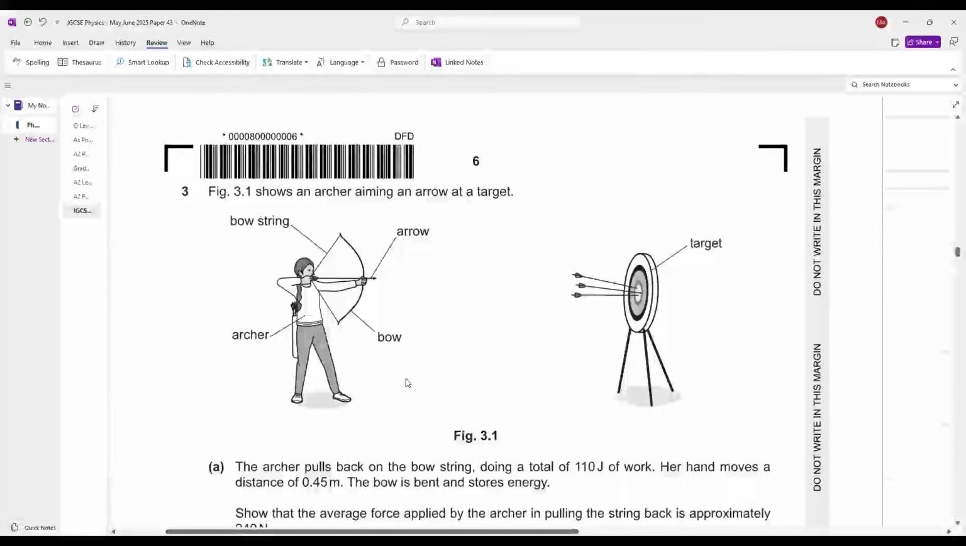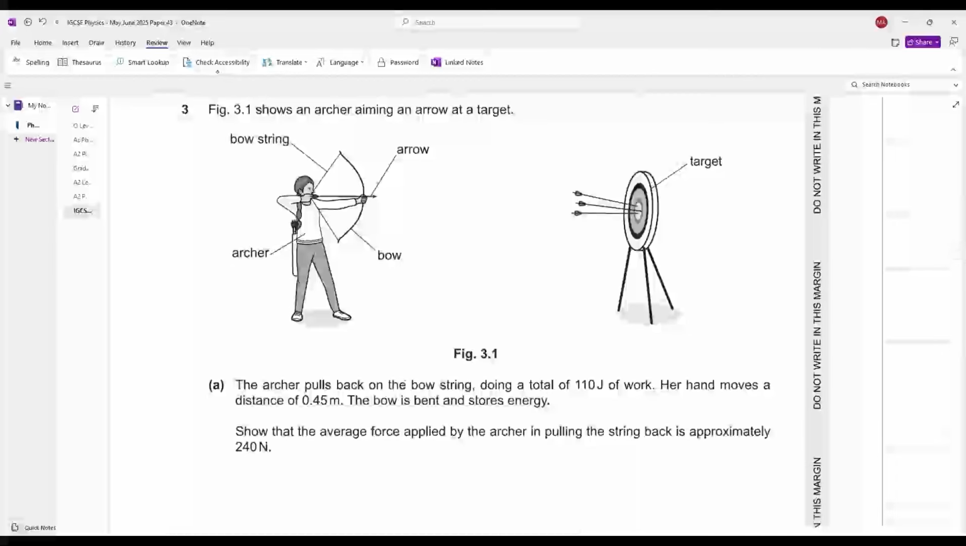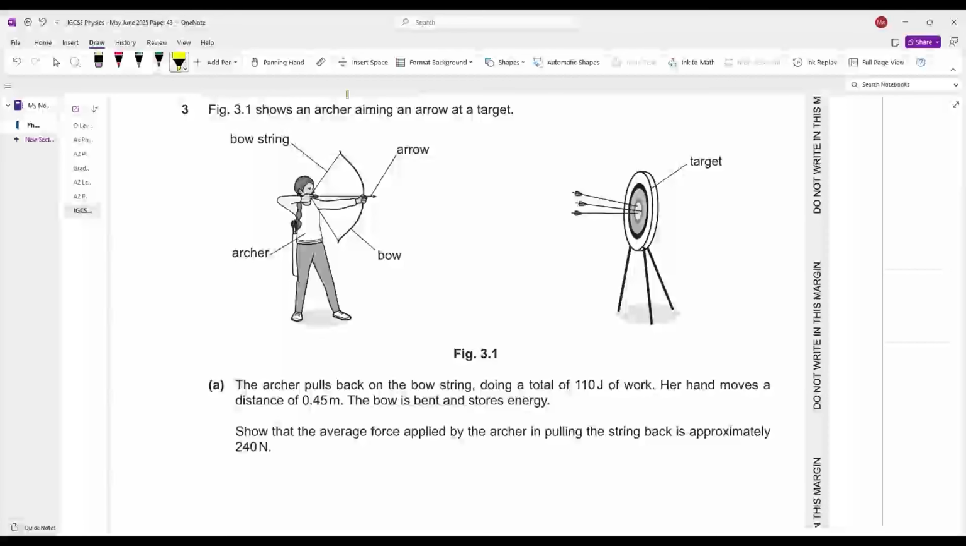Let's further move ahead. Figure 3.1 shows an archer aiming an arrow at the target. The archer pulls on the bowstring, doing a total of 110 joules of work. Her hand moves a distance of 0.45. The bow is bent and stores energy.